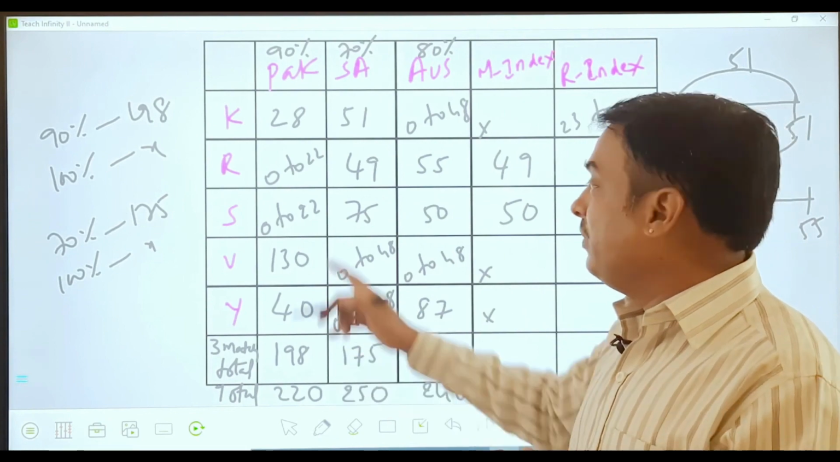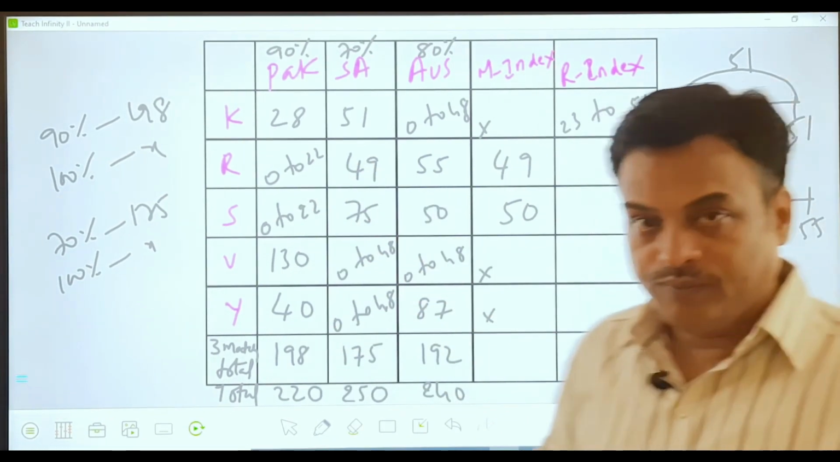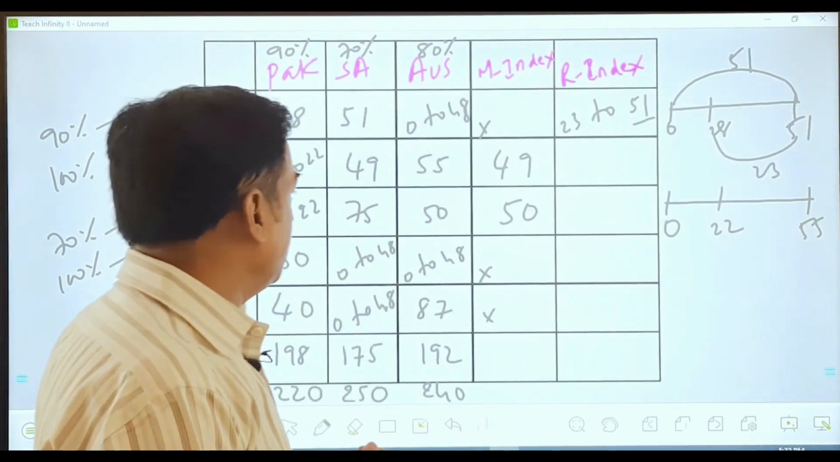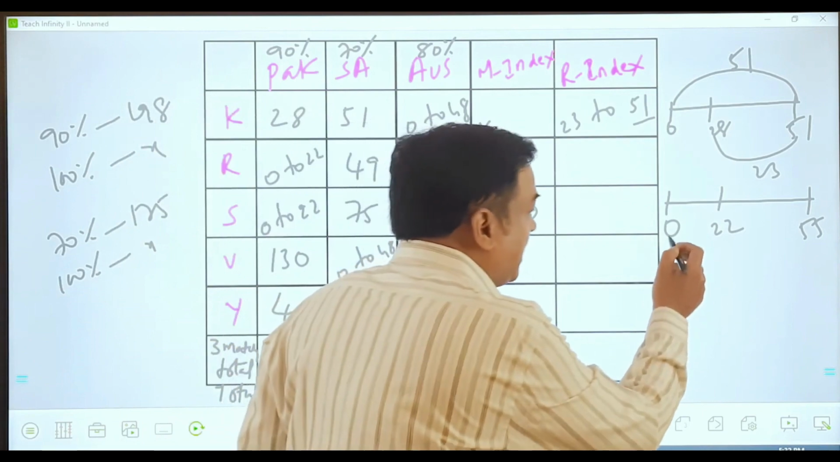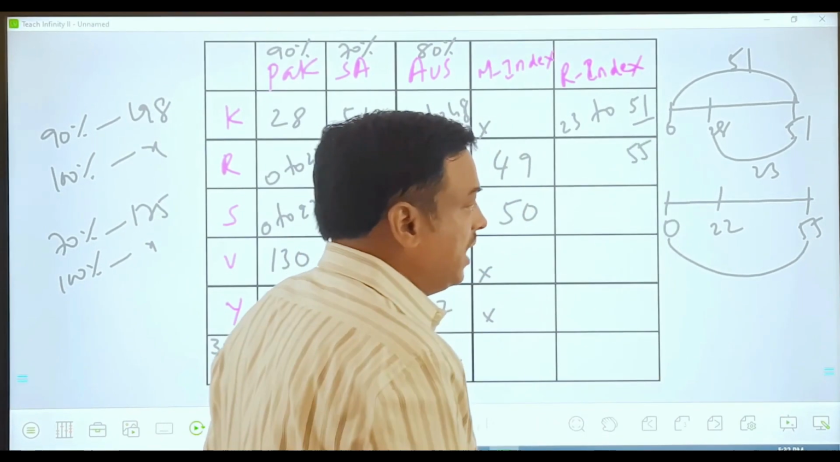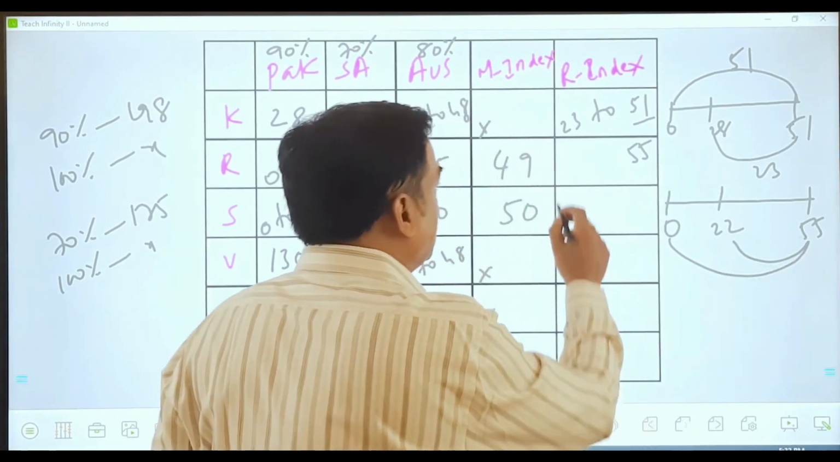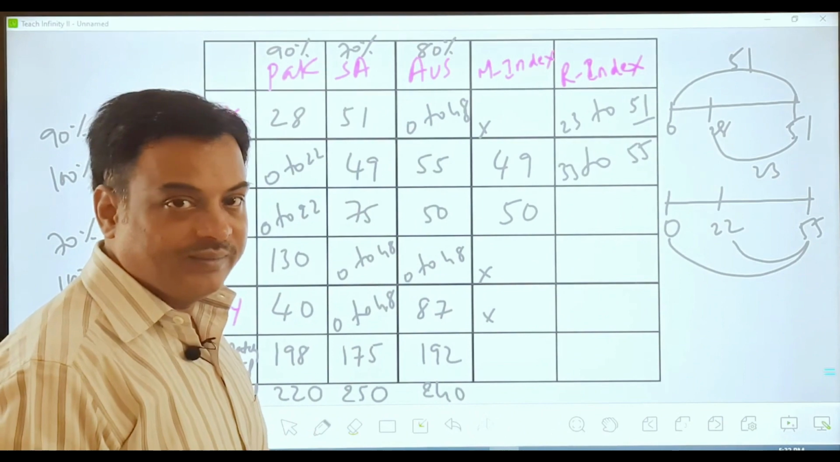I know the least number will be between 0 to 22. So I'll mark here as 22. Now the least number here can be 0 to 22, any number. So again I get a range here. This will be 55, which is the highest value, and this one will be 33. So it is 33 to 55 as a range we get here.